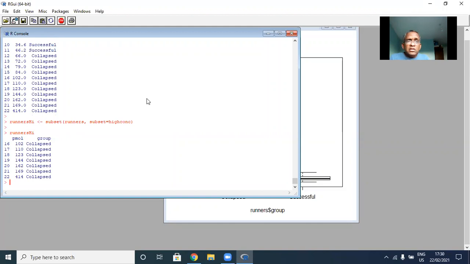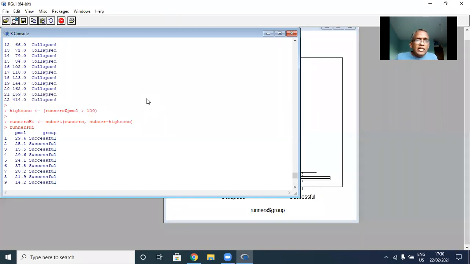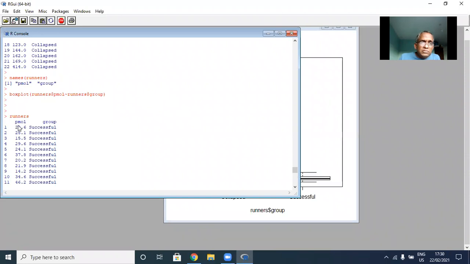The dollar sign, I think I mentioned the dollar sign before. The dollar sign picks up the column that corresponds to the name. So for example, runners $PMOL picks up this column, and runners $group picks up this column, right? So the dollar sign is just used to pick up the column that you want. That's why you have the names. So if you put runners $PMOL, it will pick up this column. If you put runners $group, it will pick up this column.